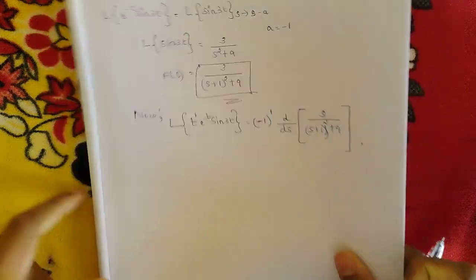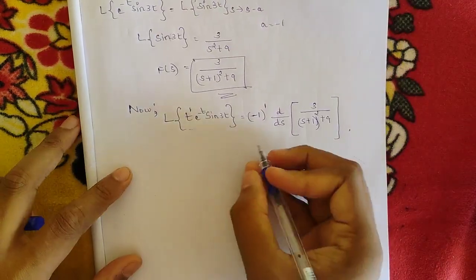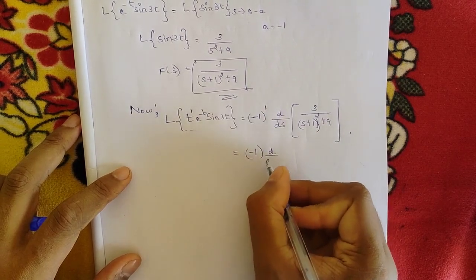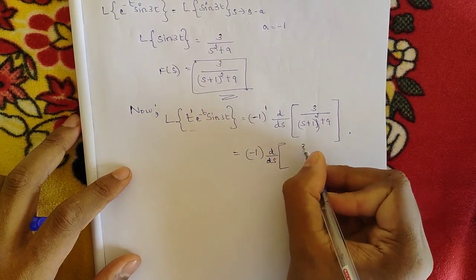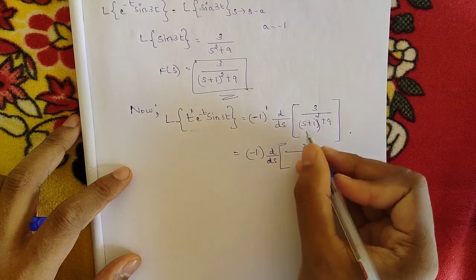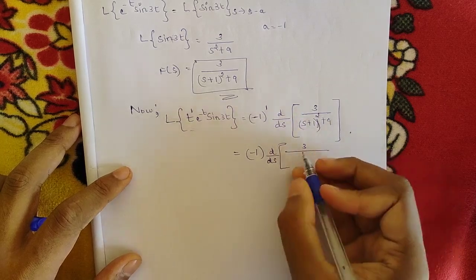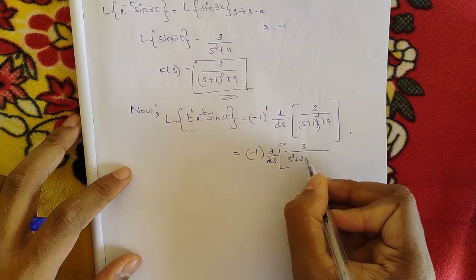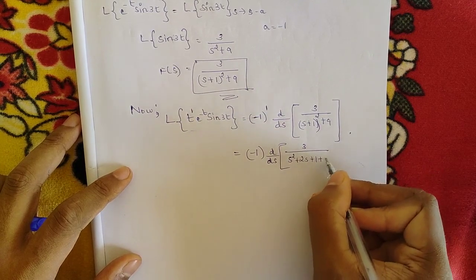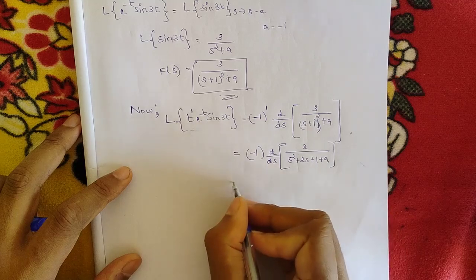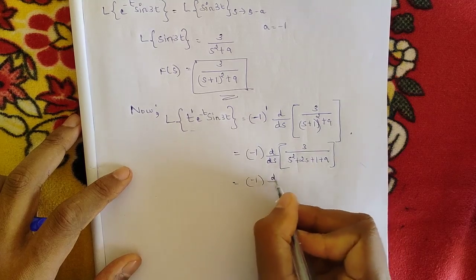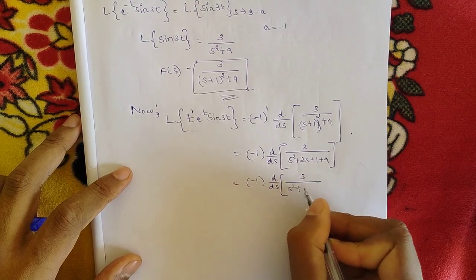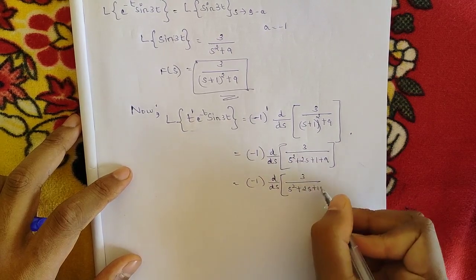Okay, now let us solve for this and let us see what we are going to get here. So minus 1 to the power 1 is minus 1 itself, d by ds into 3 divided by s plus 1 the whole square, that is a square plus 2ab plus b square. So s square plus 2 into s into 1, that is 2s plus 1 plus 9. So that is equal to minus 1 into d by ds of 3 divided by s square plus 2s plus, 9 plus 1 is 10.